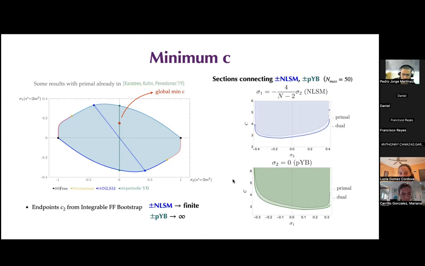We can compute actually analytically what this two-particle contribution to C is. So you can get these points I drew here analytically, and they are finite for the nonlinear sigma model, as they should be, at least for one side. And for periodic Yang-Baxter, you get infinity.